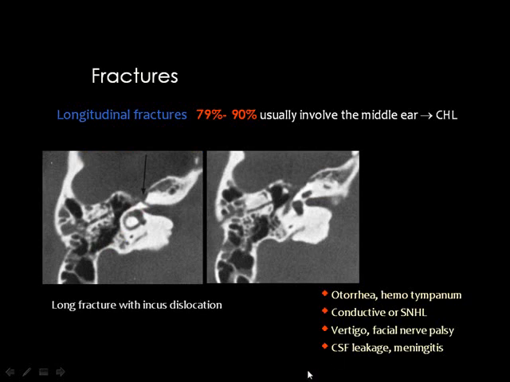Fractures of the petrous bone are usually of two types. The longitudinal one, which involves the longitudinal axis of the petrous bone. This fracture is very common compared to the transverse one and usually affects the middle ear. But the transverse fractures are relatively rare and they usually affect the inner ear.